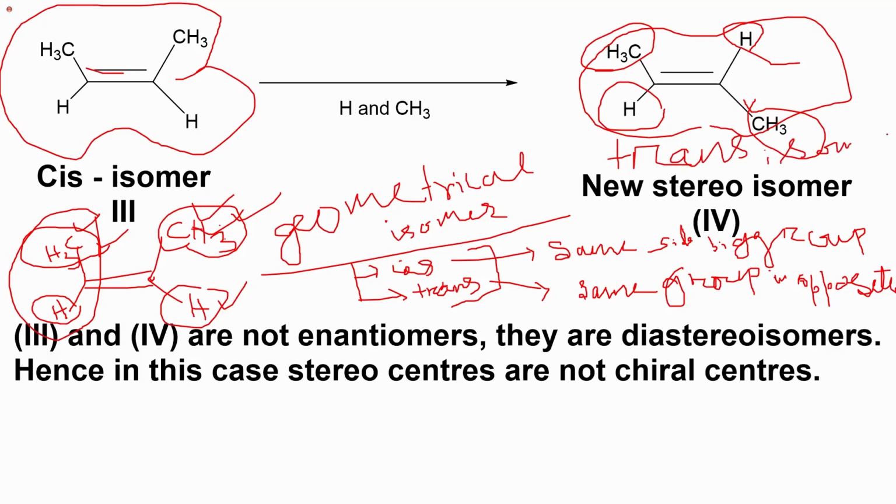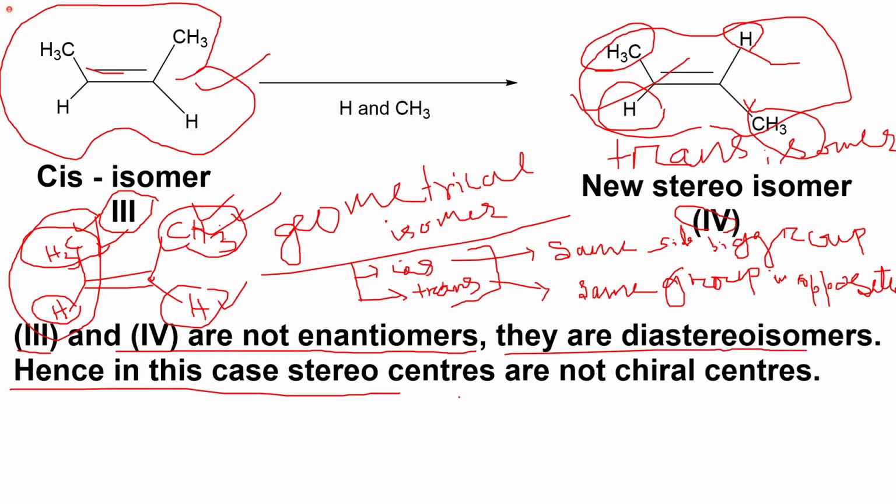Now the point to be noted is about 3 and 4. Let's say I am considering this is structure 3, and this is structure 4. Now they are saying that structure 3 and structure 4 are not enantiomers. Why? They are diastereomers. Hence, in this case, stereo centers are not chiral centers.